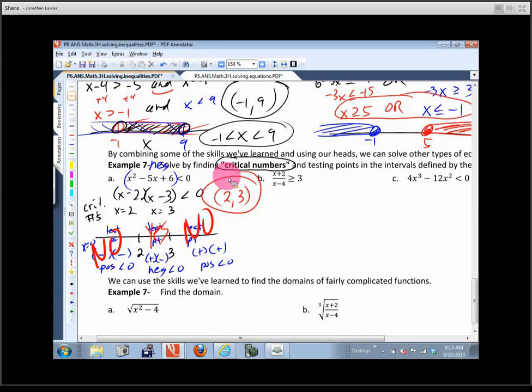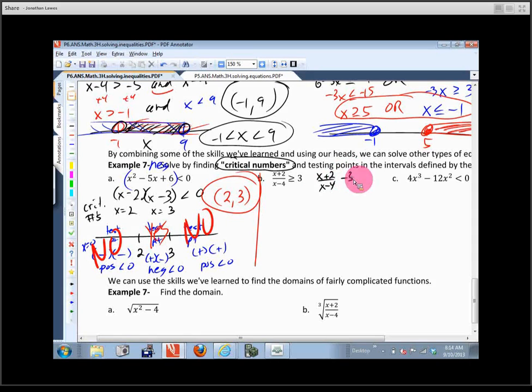So critical numbers are what we get when we compare the expression to 0, and the critical numbers are what we get when we factor the numerator and the denominator. It's what would make the top or the bottom equal to 0. So let's do this one right here. This one's kind of interesting. Is it compared to 0, first of all? Nope. So here's what we're going to do. We're going to move this over.